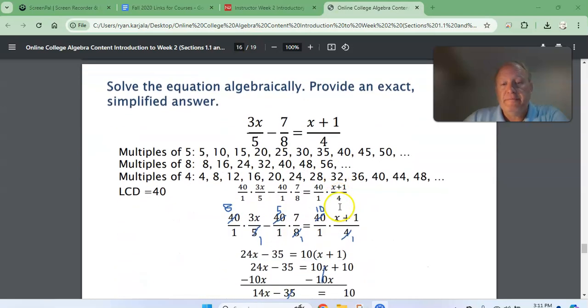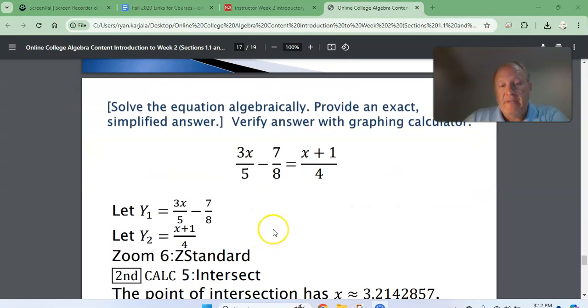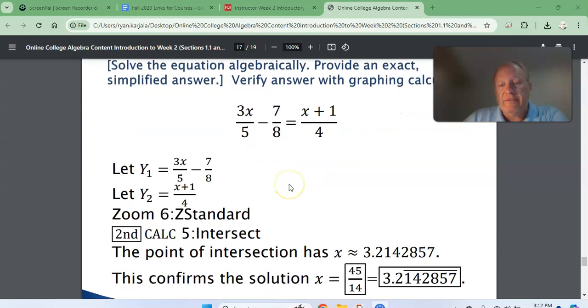Here's another example. You have 5, 8, and 40. So the least common multiple of 5, 8, and 40, you list out all the different multiples of 5, 8, and 40. And you try to find the smallest one. And 40 looks to be the smallest number. So you multiply every fraction by 40, or every term by 40. That removes the fractions, and then you solve the equation. And then you can do the same thing with your graphing calculator. You could graph both equations, set them equal to each other, and find out where they intersect.